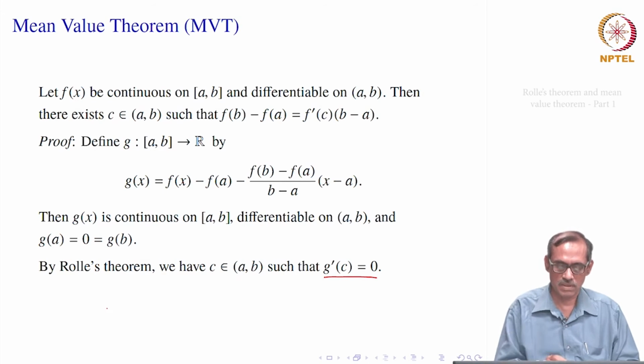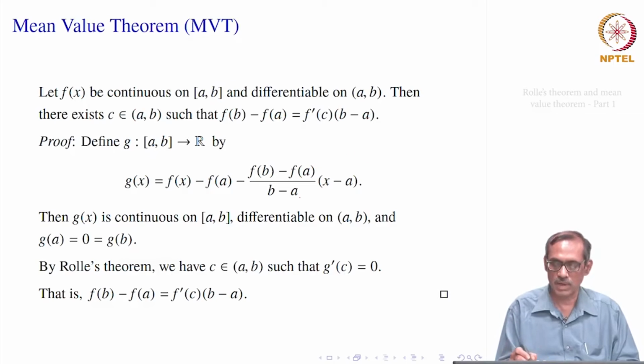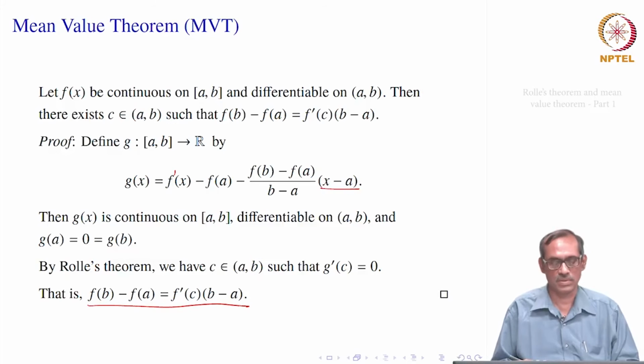But what is g prime c? It is really f prime x minus the derivative of the second term. So, everything will be evaluated at c: the differentiation of f(a) gives 0, and x differentiation is 1, a is 0. So, that is really 1. So, it gives f prime c minus (f(b) minus f(a))/(b minus a), that is g prime c equal to 0. So, that means f(b) minus f(a) is equal to f prime c into (b minus a). So, proof is very simple, it is an obvious application of Rolle's theorem.